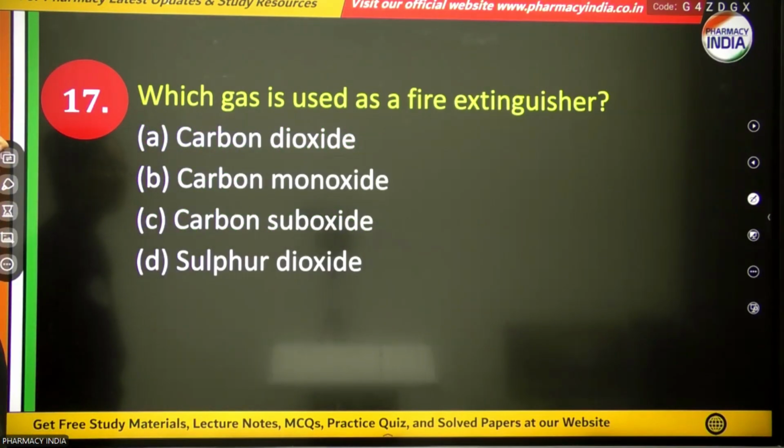Next question, which gas is used as a fire extinguisher? Now, what gas is used as a fire extinguisher? Carbon dioxide, carbon monoxide, carbon suboxide, or sulfur dioxide.